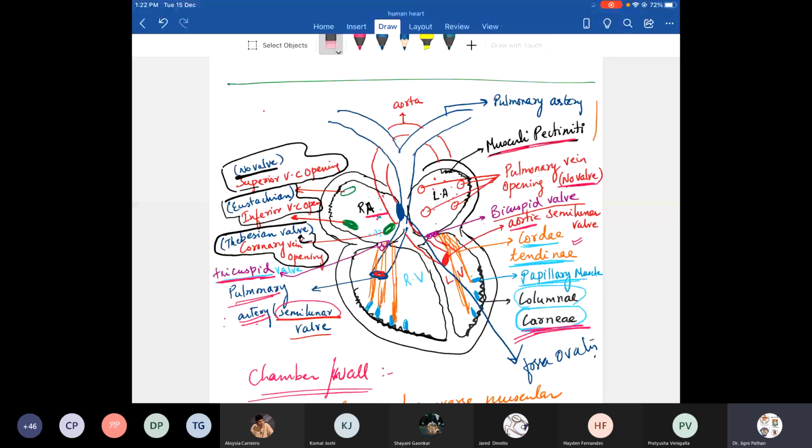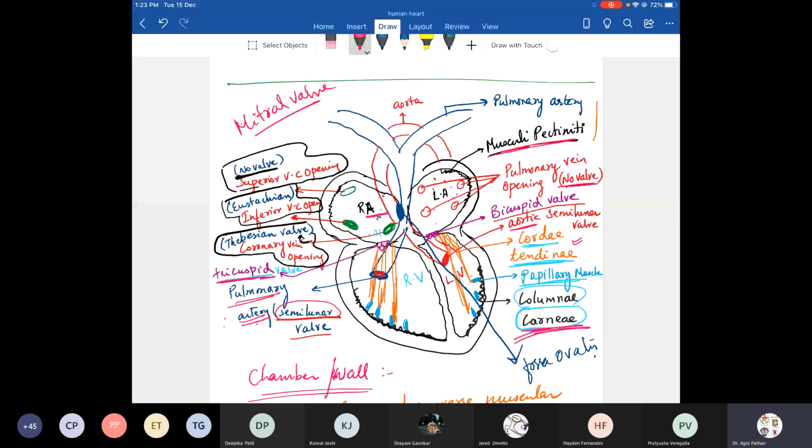The wall of the ventricle is thicker than the auricle, but among all the four chambers, the left ventricle wall is the thickest. Which ventricle? Left ventricle wall. It's not the right ventricle. In the diagram it looks like the right ventricle is thicker. No, it's the left ventricle which is the thickest among all.